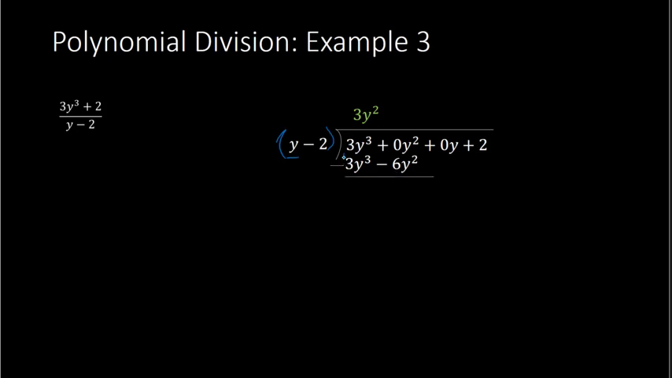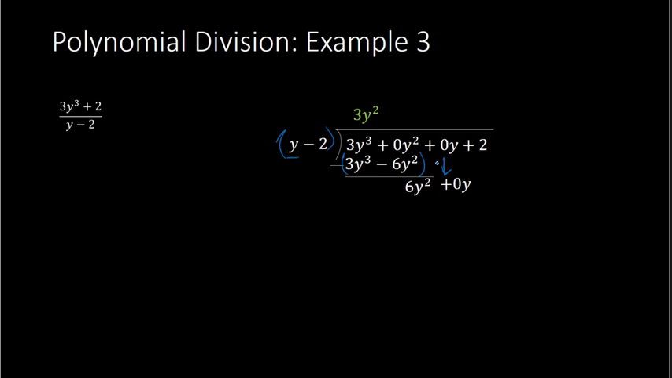So I'm subtracting this entire quantity. So 3y to the third minus 3y to the third would cancel. 0y squared minus a negative 6y squared. Minus a negative becomes a plus. So we have a positive 6y squared. And then I need to bring down this 0y. Now we have 6y squared plus 0y.